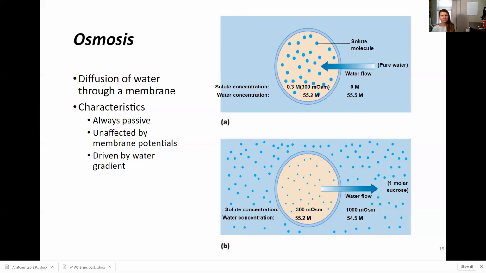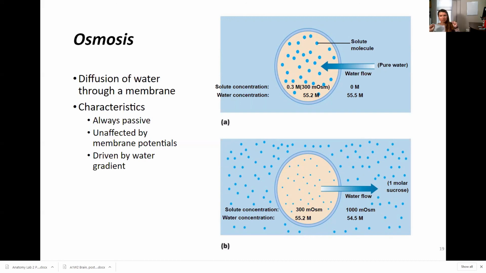Osmosis is always passive. It's always happening automatically down a water gradient. It's not going to be affected by membrane potentials because while water is polar, it's not charged in the way an ion is. So we don't have to worry about how many millivolts we have inside a cell when we're tracking the movement of water. When we're thinking about osmosis, we're just tracking concentrations.